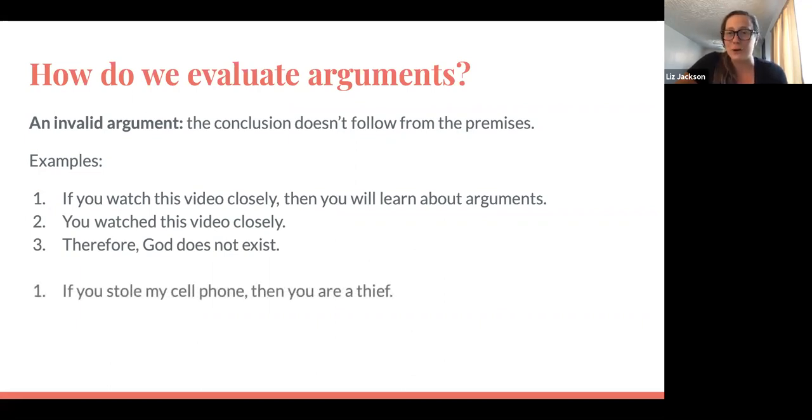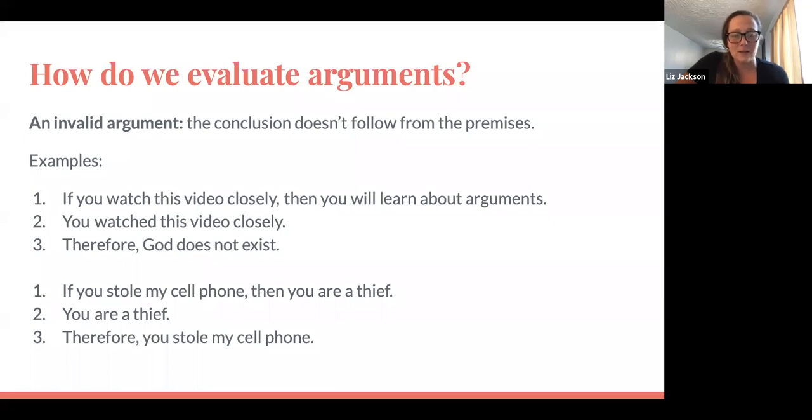So here's a little more subtly invalid argument. If you stole my cell phone, then you're a thief. You are a thief, therefore you stole my cell phone. And in this case, the conclusion is related to the premises, but it actually doesn't follow from them. That's because it could be true that if you steal my cell phone, you're a thief, and you're a thief, but it's that you stole my car, right? So you're a thief because you stole my car. It would still be true that if you stole my cell phone, you would be a thief too, but just because you're a thief doesn't automatically mean you stole my cell phone.